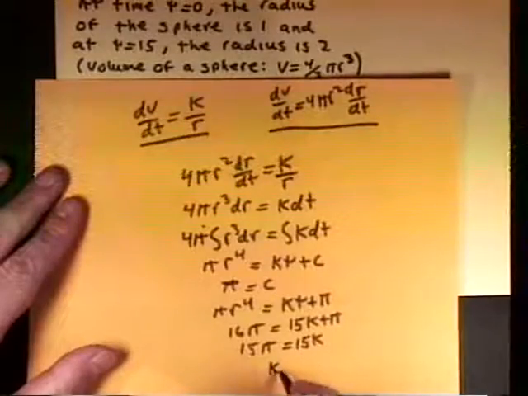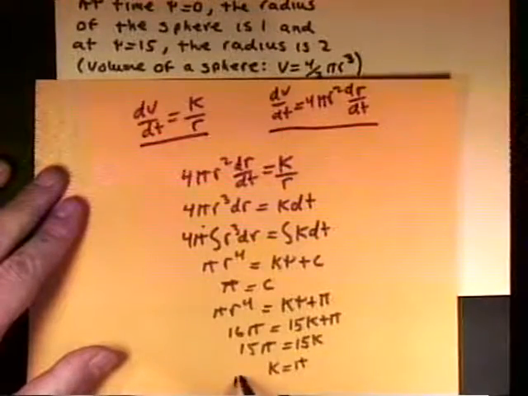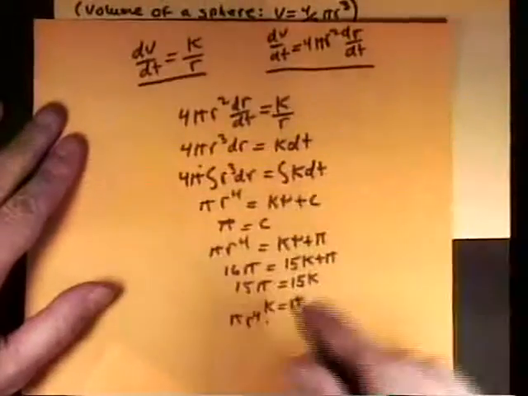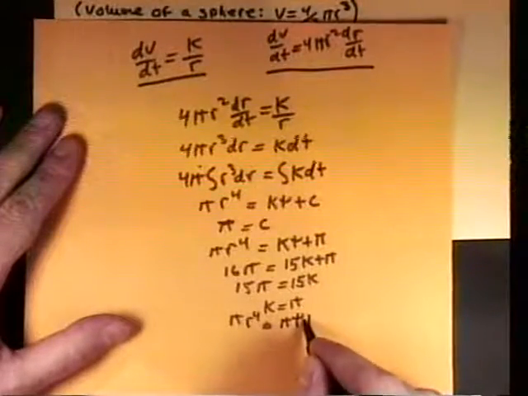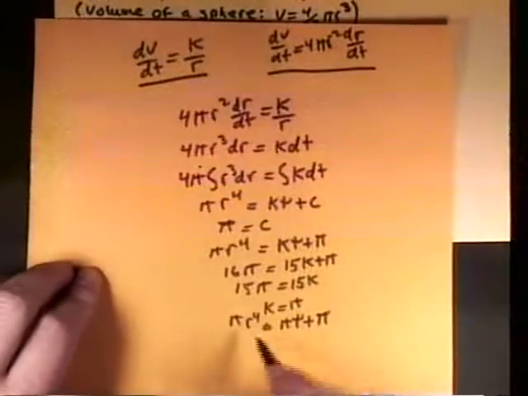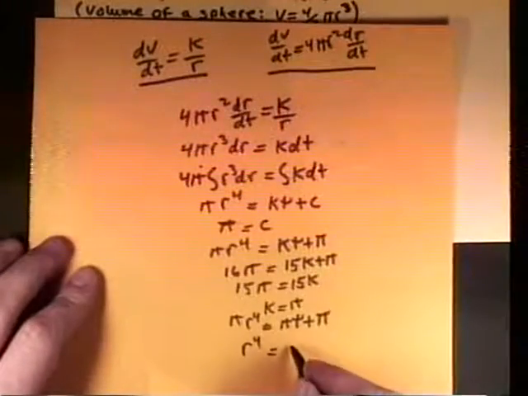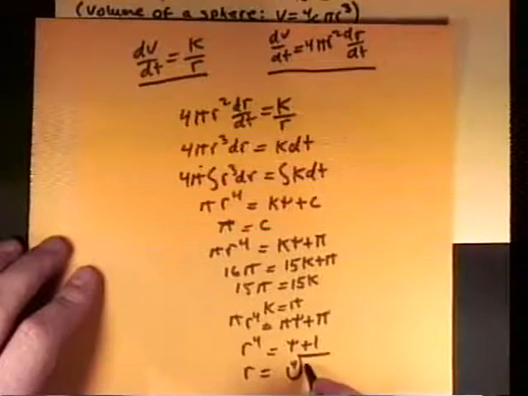So k is equal to pi. Then you plug that in, so you get pi r to the 4th is equal to pi t plus pi. And then to solve for r, you divide by pi, and so it's t plus 1. So r is equal to the 4th root of t plus 1.